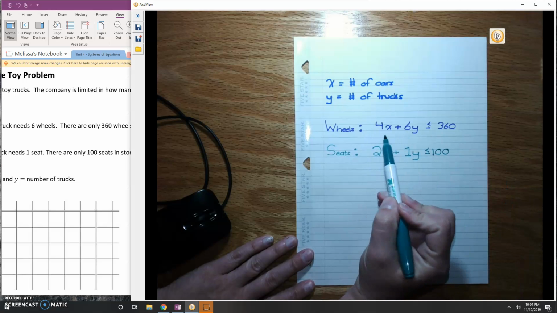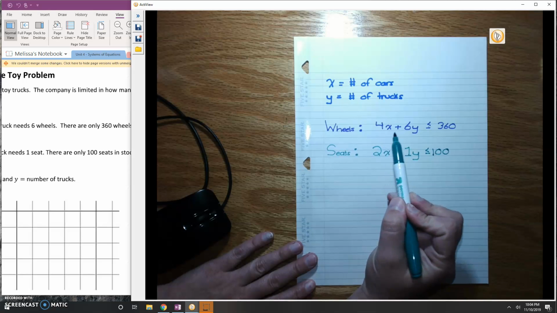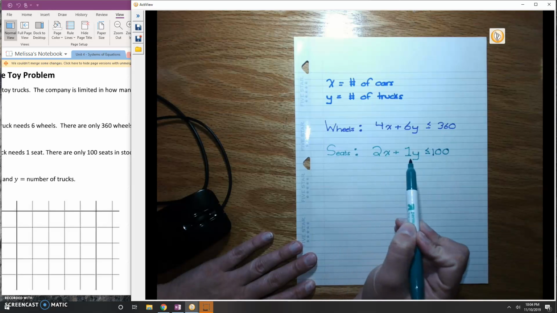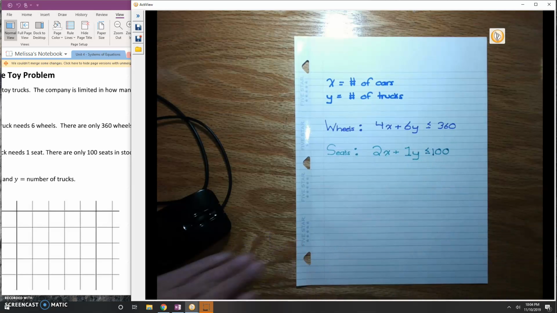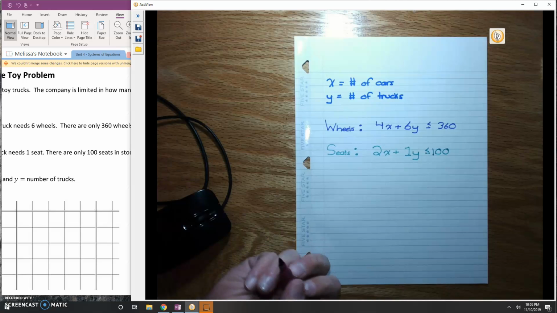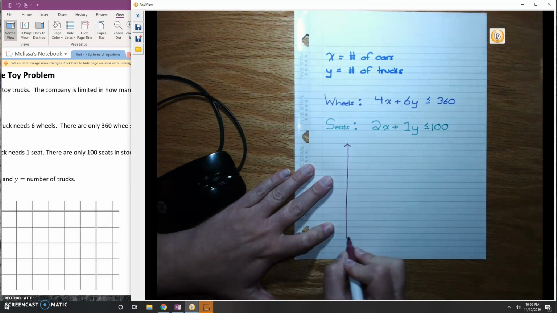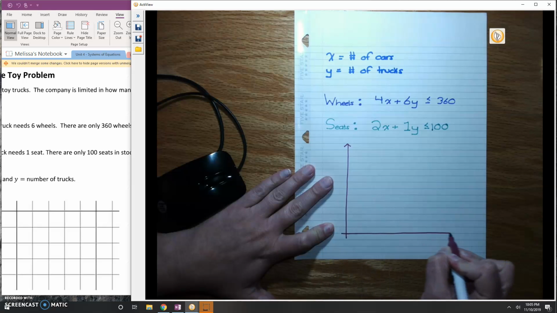So here are our 2 inequalities. For our wheels, 4x plus 6y has to be less than or equal to 360. And for our seats, 2x plus 1y has to be less than or equal to 100. If I judged properly based off of what you guys were saying when you came down and asked me questions, we were struggling with graphing this. One option is to solve for y, and it should be a fairly simple equation, but I'm actually going to graph this in a different manner. I know this is probably not going to be as straight and nice as yours is.